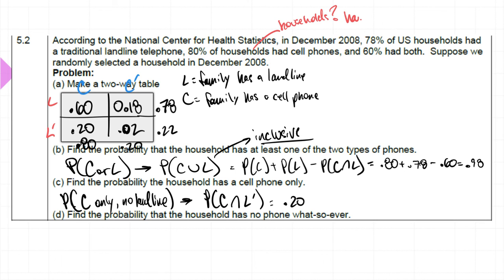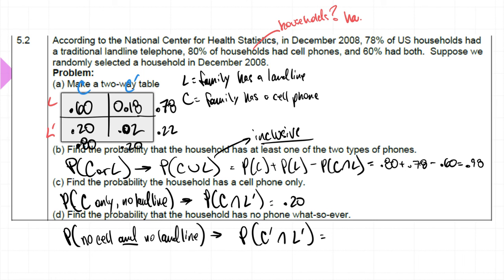This was more clear. What's the probability that they have C only, a cell phone only, and they do not have a landline? So using our notation, that's the probability of C intersected with L not, or the complement of L. So cell phone, we're in this column, and no landline, well, that's this bottom row. So that's this quadrant here. That's just 0.2. We don't have to do anything else with that.